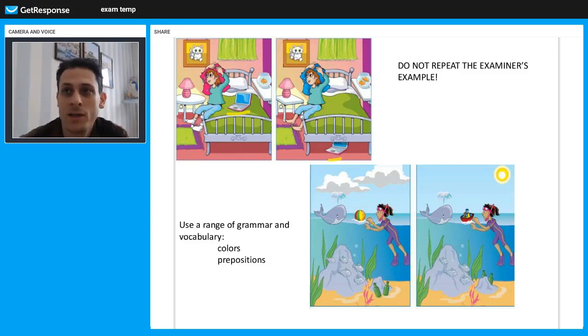And what's really important is don't repeat my example. So in these tasks, I always start it for you. And I'll say, for example, in this picture, so-and-so, can you tell me some more differences? Please don't repeat what I told you. That will make you lose points. It means you're not listening.